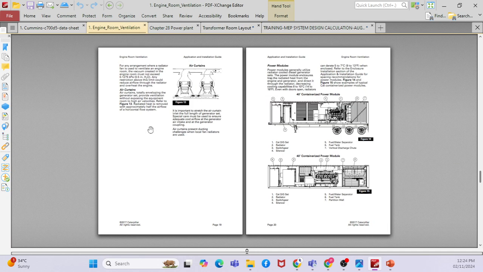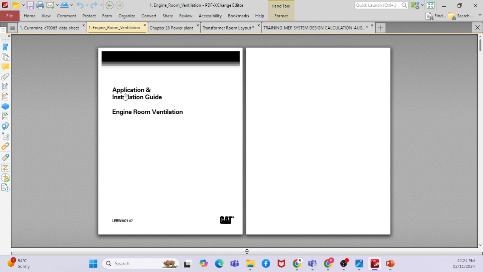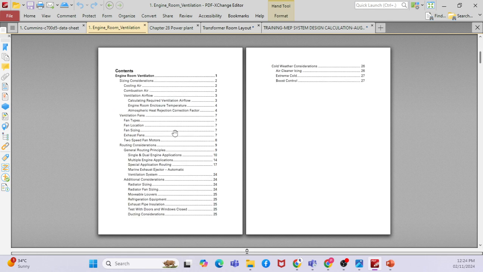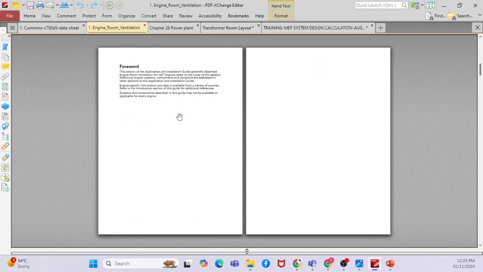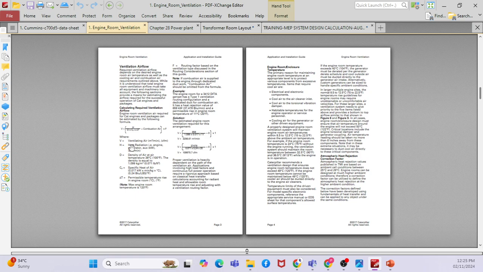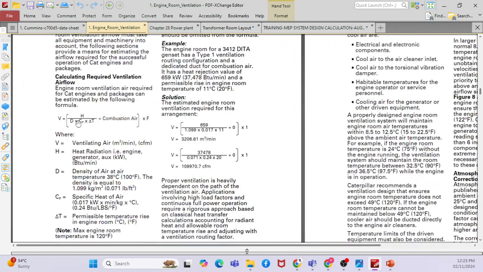Now there is a guideline here, an engine room ventilation guideline. You can see there is an application and installation guide from one of the manufacturers, engine room ventilation. Here also the sizing consideration is based on cooling air and combustion airflow, right? So the ventilation airflow calculation will be based on the same as what I have shown here. Calculating required airflow rate for engine room enclosure temperature, you have to maintain temperature, with an atmospheric heat rejection correction factor.